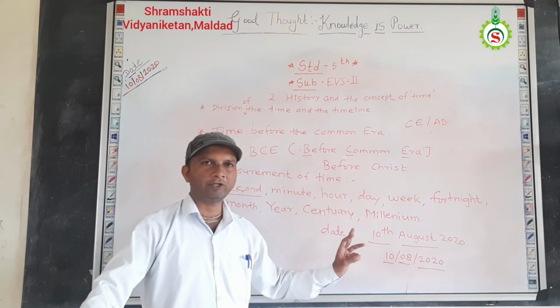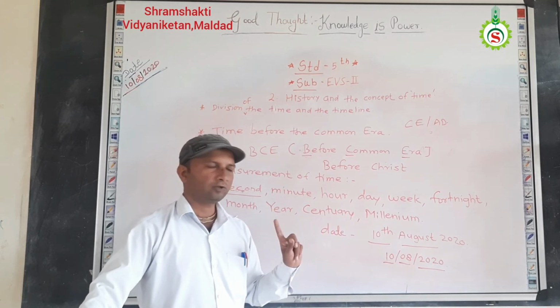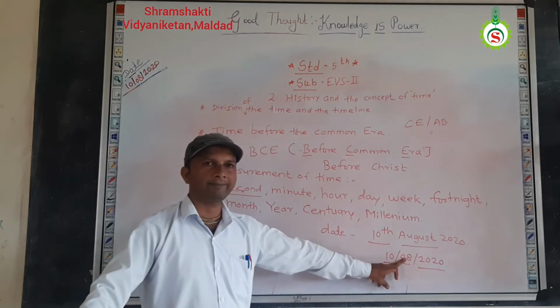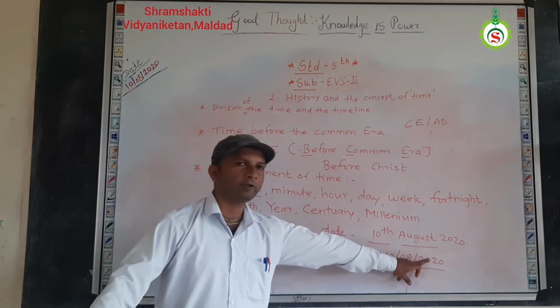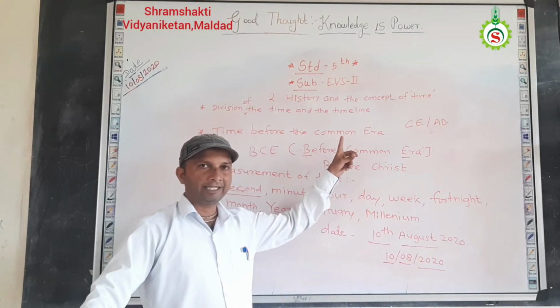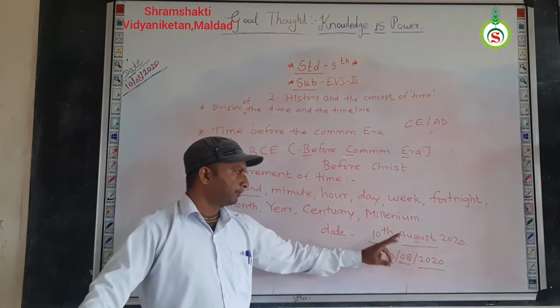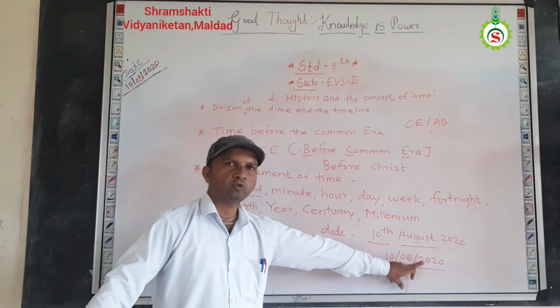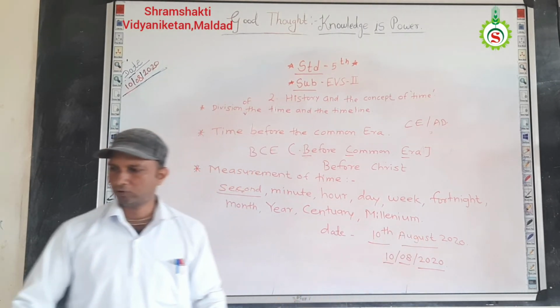For example, January is the first month. Like that, August is the 8th month of the year, so it is the serial number of August. And 2020 is the year counted from the Christian era. Understand? The Christian era started 2020 years ago.